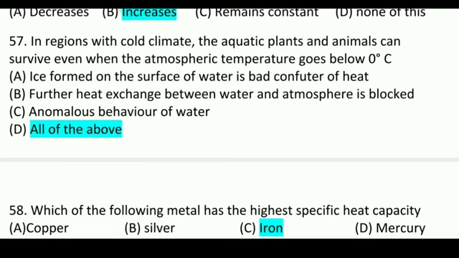In regions with cold climate, the aquatic plants and animals can survive even when the atmospheric temperature goes below 0 degrees. So the options are: ice formed on the surface of water is a bad conductor of heat. Further, heat exchange between water and atmosphere is blocked. Or C, anomalous behavior of water. Yes, the correct answer is all of the above.